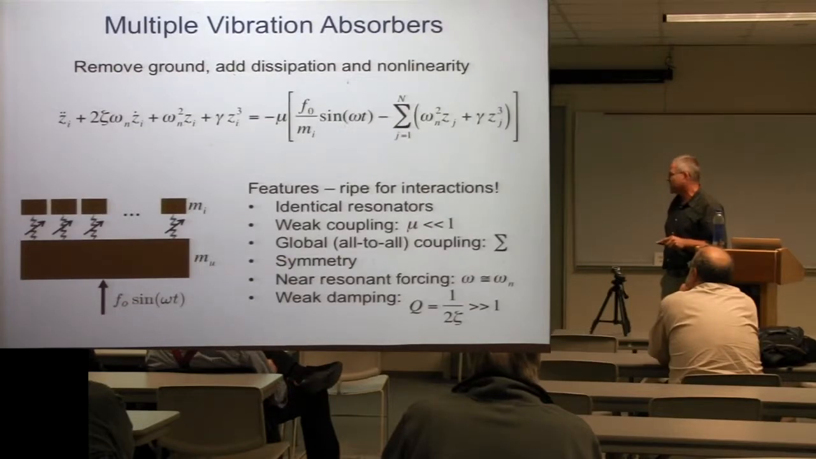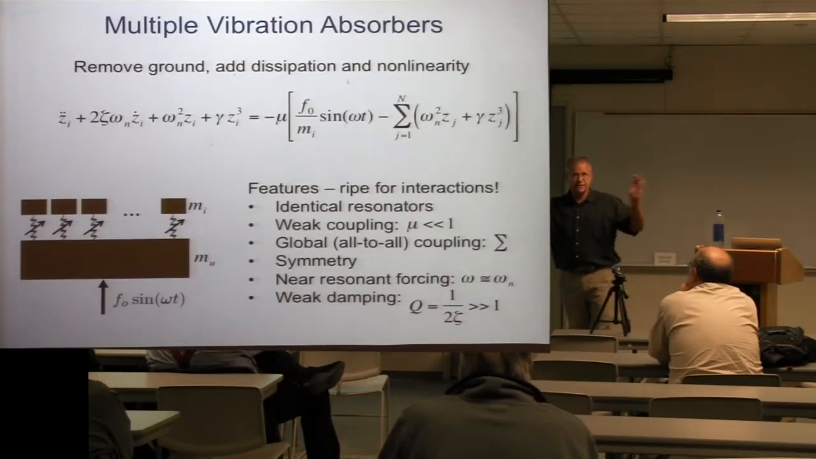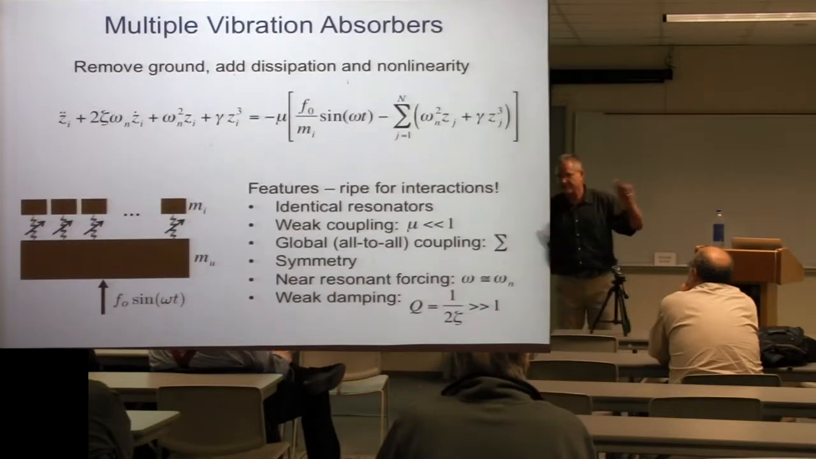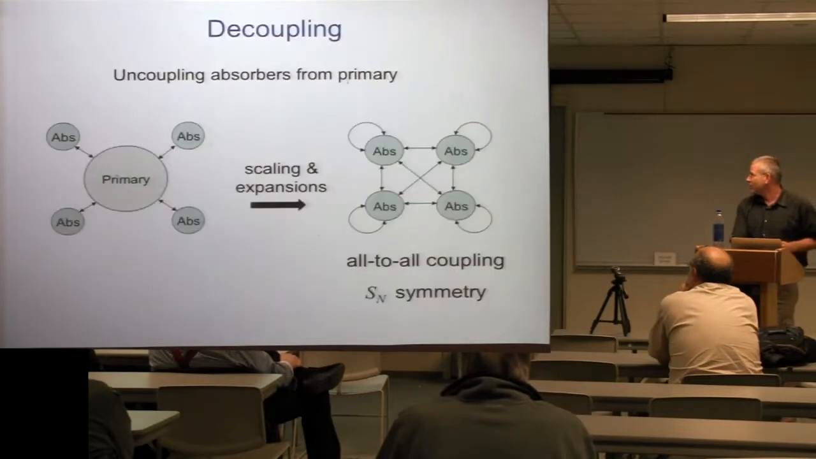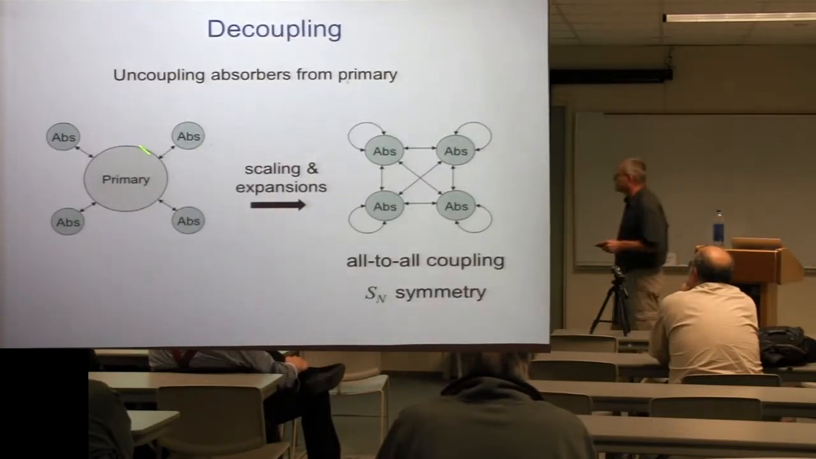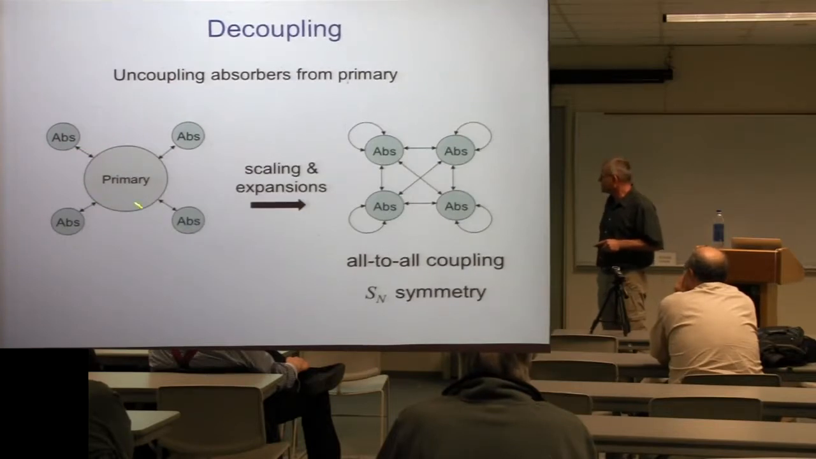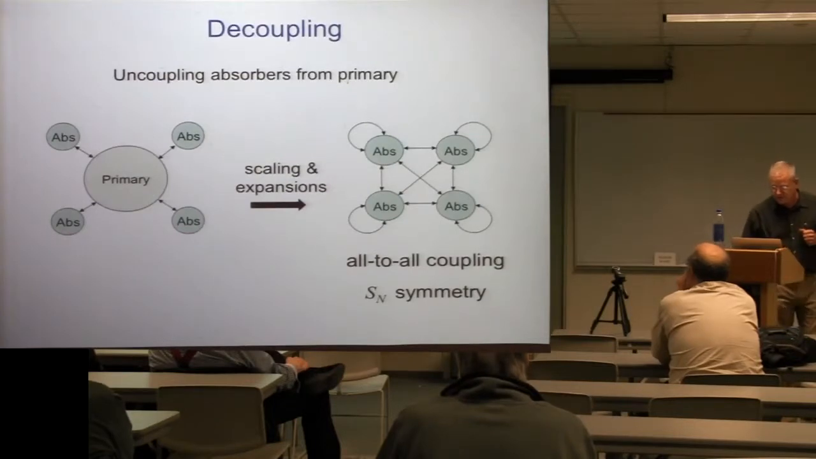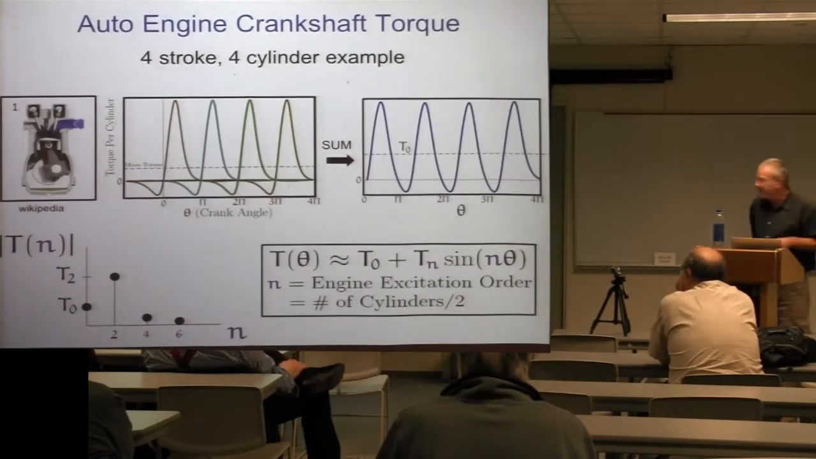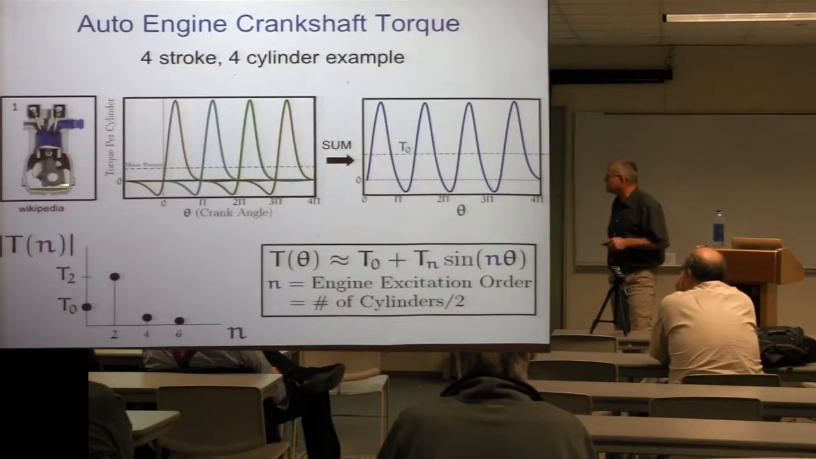You have this symmetry we'll talk about, and it turns out that it's driven so that this frequency is close to the natural frequency, and these systems are lightly damped. So all kinds of things. For those of you who do dynamical systems, it's right for every kind of interaction that you could imagine. In fact, when you do this decoupling, you're essentially coming up with a system where the absorbers are all coupled to one another. Now, the application I'm interested in is going to be a torsional application.